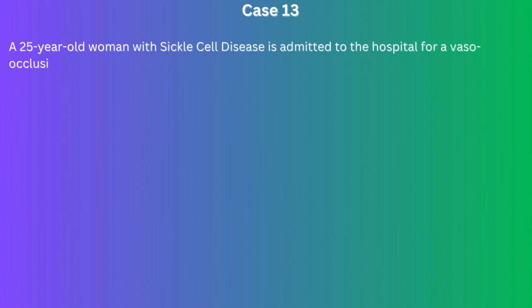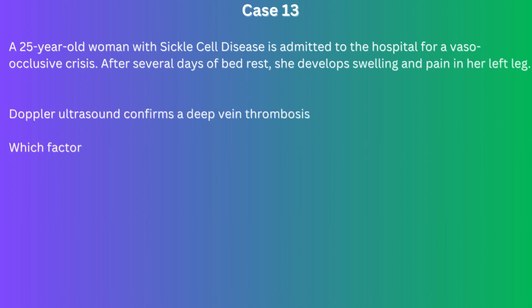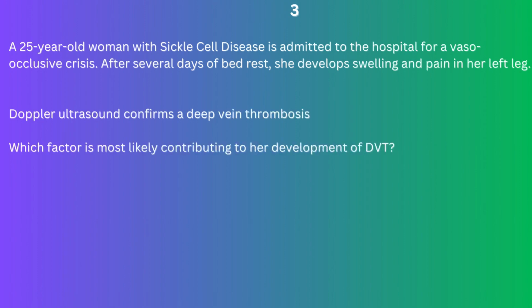Case number 13. The 25-year-old woman with sickle cell disease is admitted to the hospital for a vaso-occlusive crisis. After several days of bed rest, she develops swelling and pain in her left leg. Doppler ultrasound confirms a deep vein thrombosis, DVT. Which factor is most likely contributing to her development of DVT?